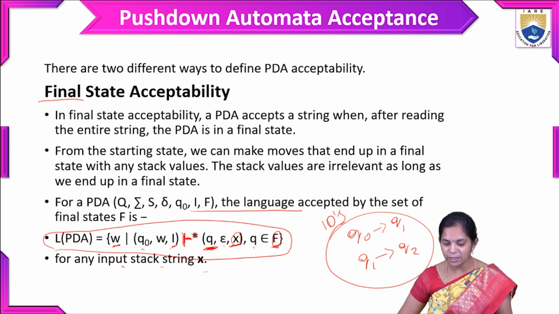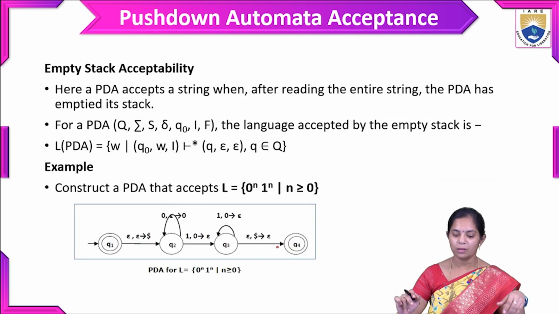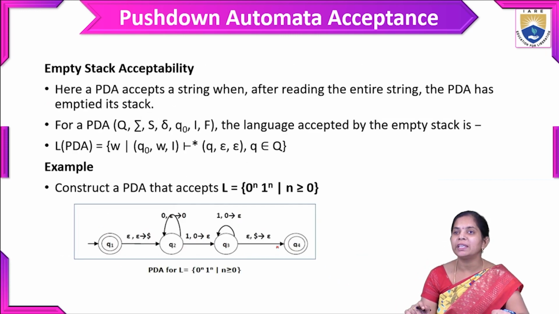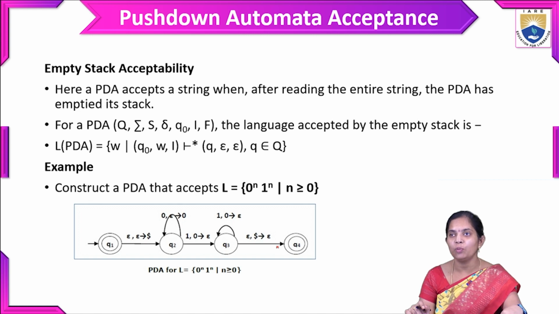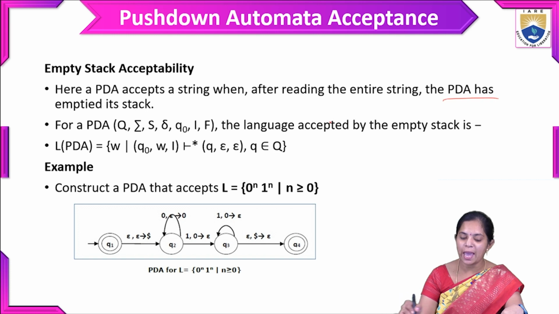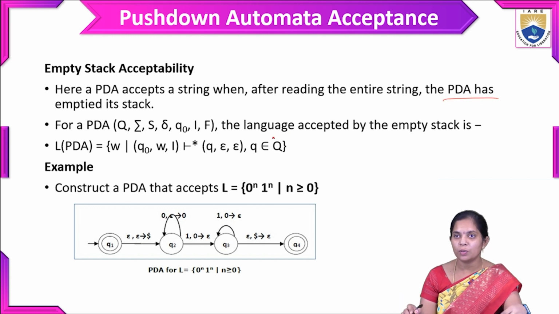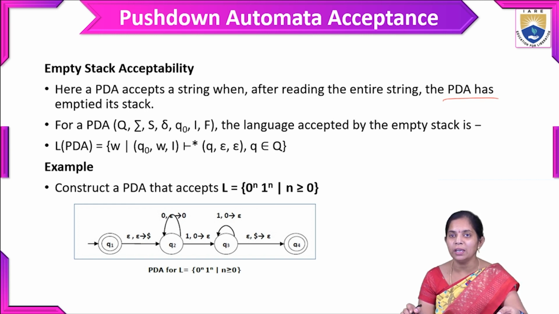Let's move to the empty stack acceptability. Here a PDA accepts a string when, after reading the entire string, the PDA has emptied its stack. Previously we discussed the final state acceptability. In that one, after reading the string, the machine should be in the final state. And here the stack should be emptied. So we have to empty that stack.